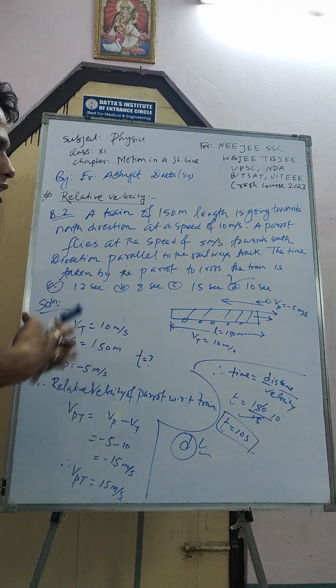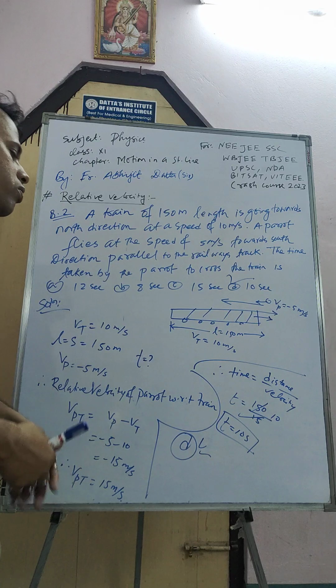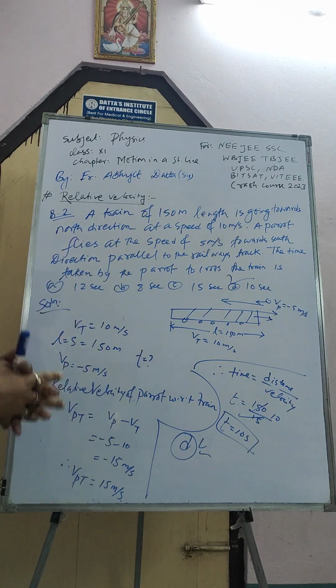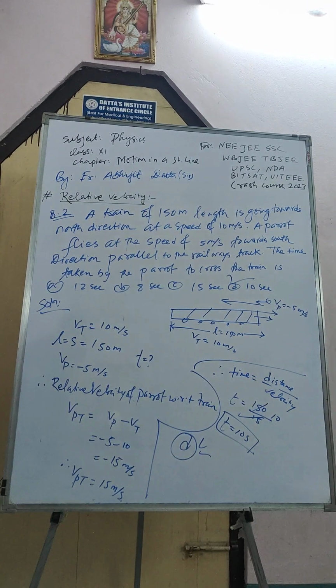So from the relation velocity equals distance by time, or time equals distance by velocity, we find the time needed is 10 seconds for the parrot to cross the train, okay. Got my point? Fine. So we will move to the next question now.